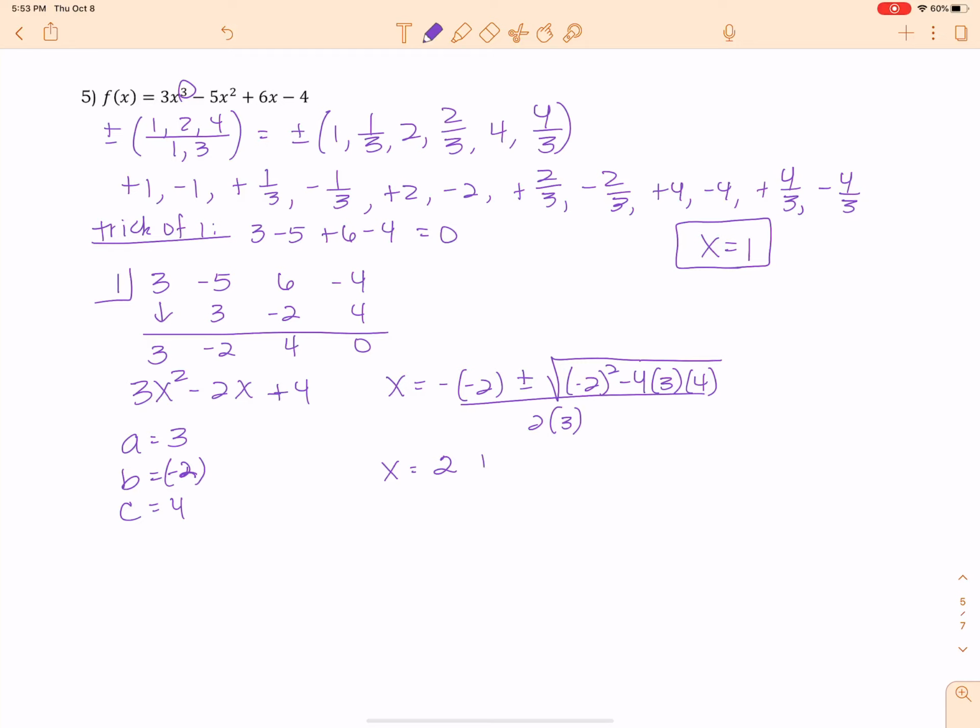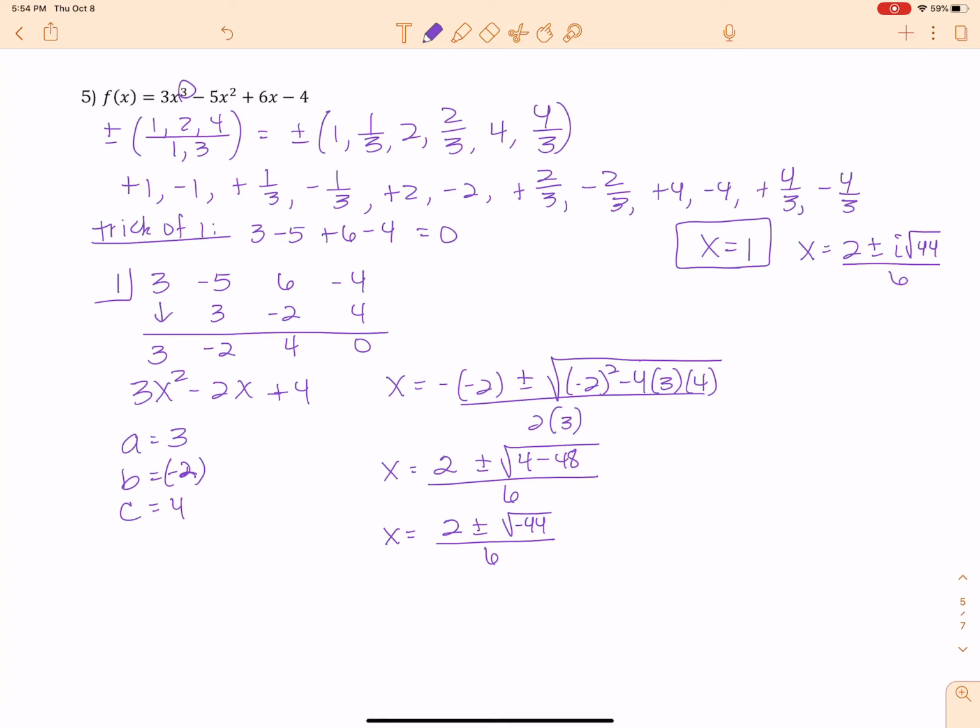I get a positive 2 here. I get negative 2 squared is 4, so I've got 4 minus 4 times 4 is 16. 16 times 3, what is that going to be? It's 48. And then in here, I am going to have negative 44 over 6. Okay, so technically, those are our other two answers. So x equals 2 plus or minus i times the square root of 44 over 6. So those are your other two solutions.